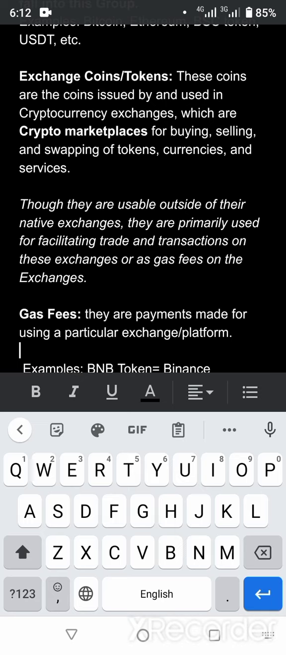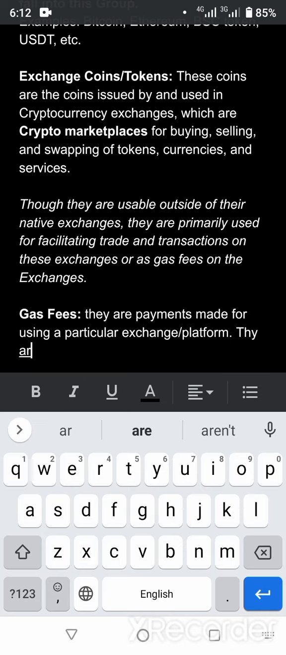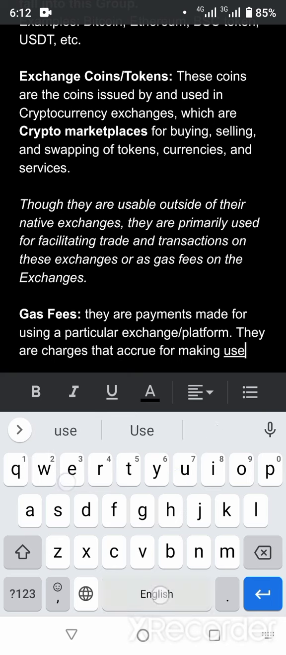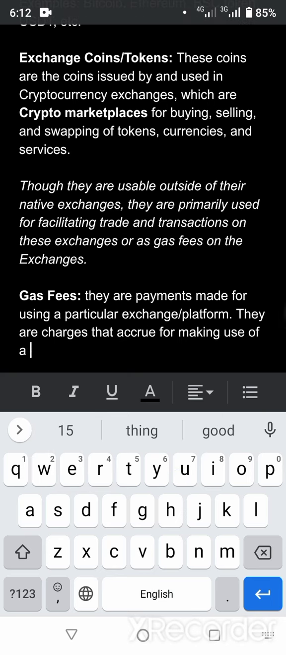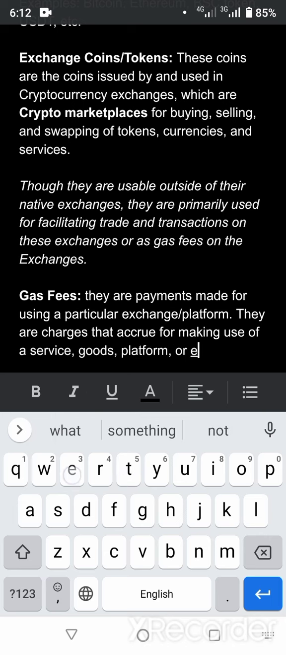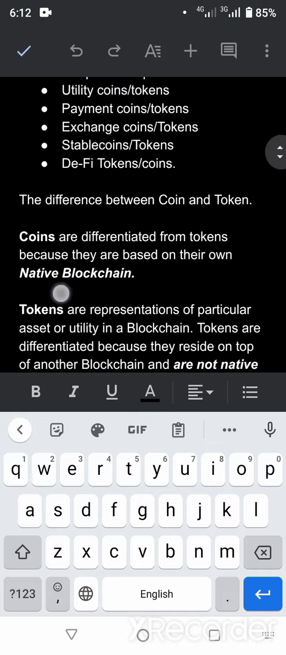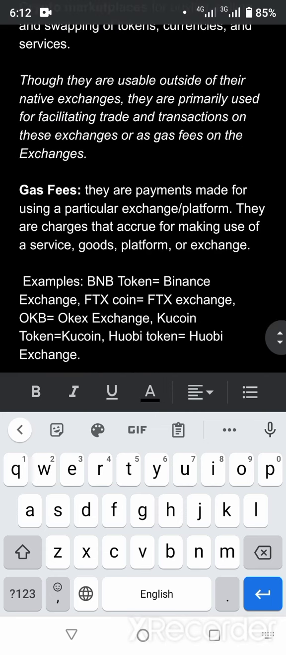They are charges that accrue for making use of a service, goods, platform, or exchange. Now, that is that. You've known what gas fees are. All right. After exchange coins or tokens, let's go into stable coins.